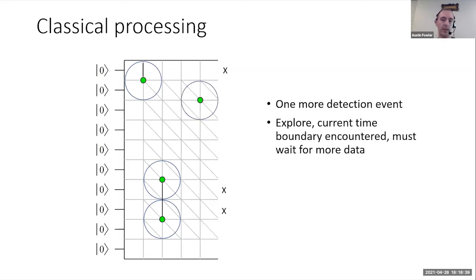Then we go get some more data, play this game again. Now we've hit the current time boundary. So we know when we're running this algorithm that we do not have enough information to actually do anything with this.